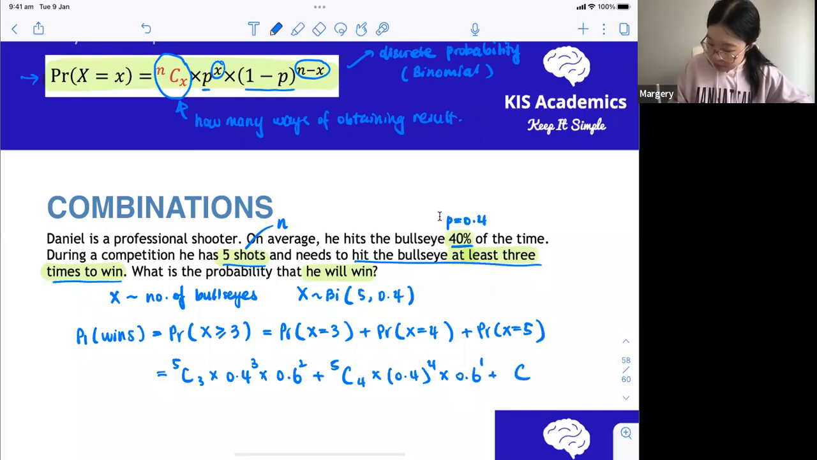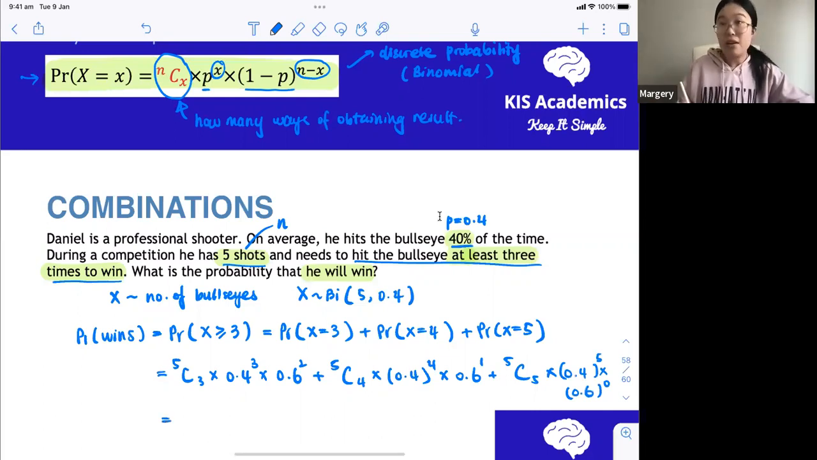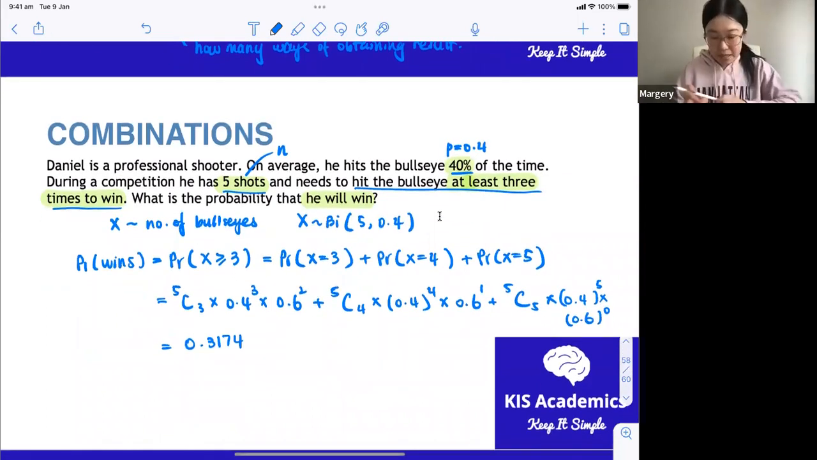Then plus the combination 5C5 multiplied by 0.4 to the power of 5 and multiplied by 0.6, so 1 minus p, to the power of n minus x, which is 5 minus 5, which is 0. So I'm able to put all of that onto my calculator to get a final answer, which is 0.3174. So yeah, that's how we would do something like this.